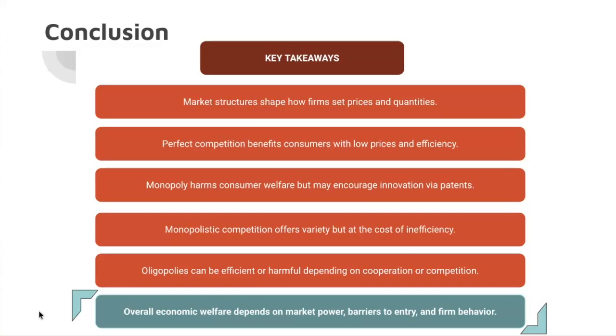The overarching lesson is that market structure fundamentally shapes how firms set price and determine quantity. Overall economic welfare, the sum of consumer and producer surplus, depends critically on market power, barriers to entry, and firm behavior. Understanding these structures helps policymakers design efficient regulations, helps businesses develop competitive strategies, and helps consumers understand the markets they are participating in.